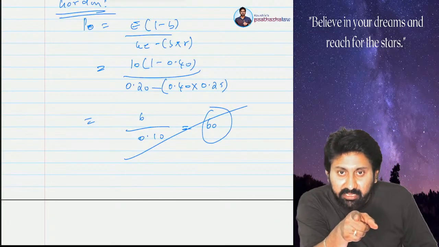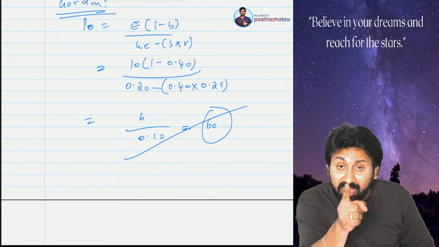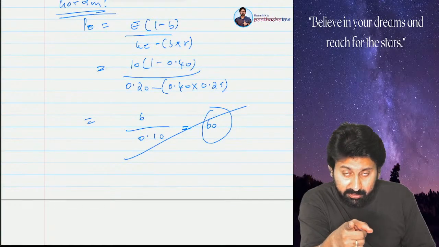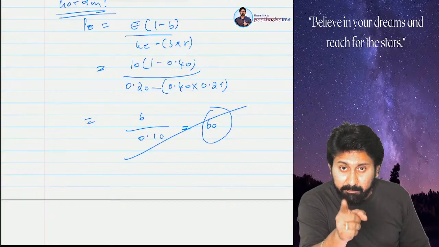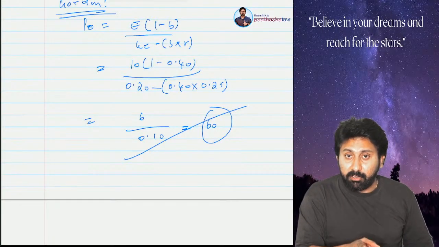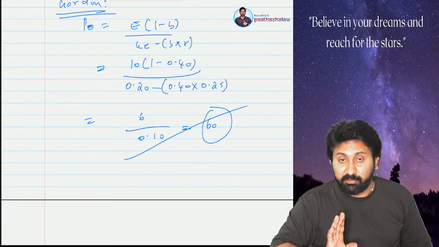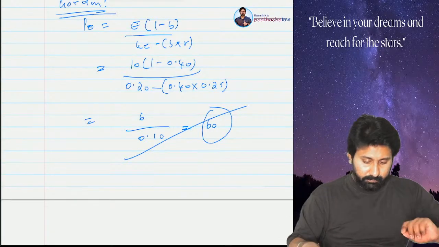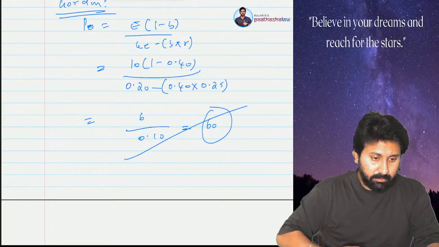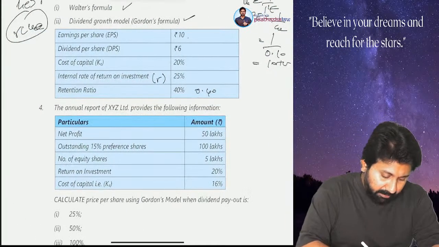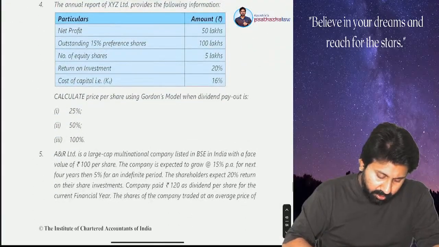Shall I tell you one thing? You should do and answer before I answer, because you are writing the exam, not me. Practice, complete here itself. Today, if you can complete the marathon along with me, a lot of burden will be removed from tomorrow's preparation. So the price came to rupees 60. Now we have completed both the Walter and Gordon models for the given question.